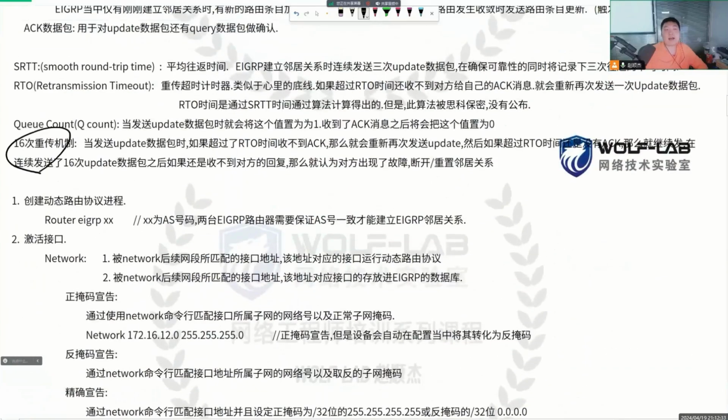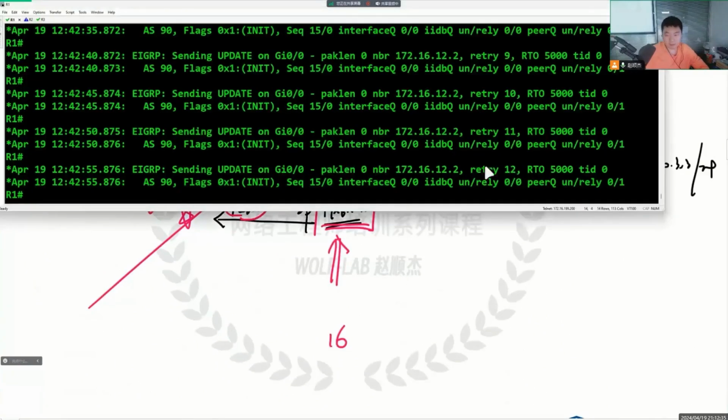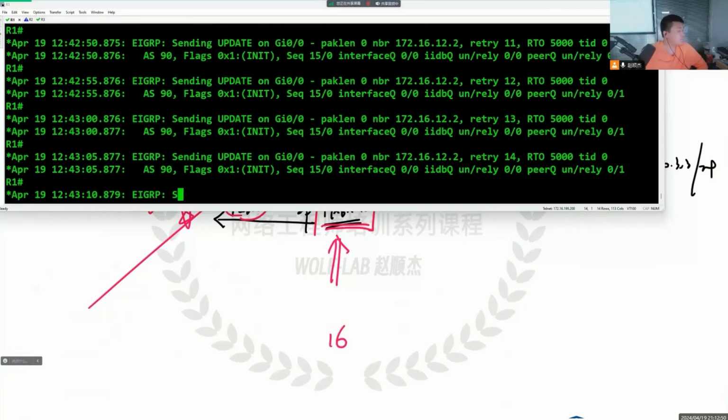Then see the phenomenon of the 16 retransmissions mechanism. 12 times, almost done. Soon, finally done, 16. Okay, 16 retransmissions. Disconnect the neighbor relationship, it's about to go down. It went down. Friends, this is our 16 retransmissions mechanism.